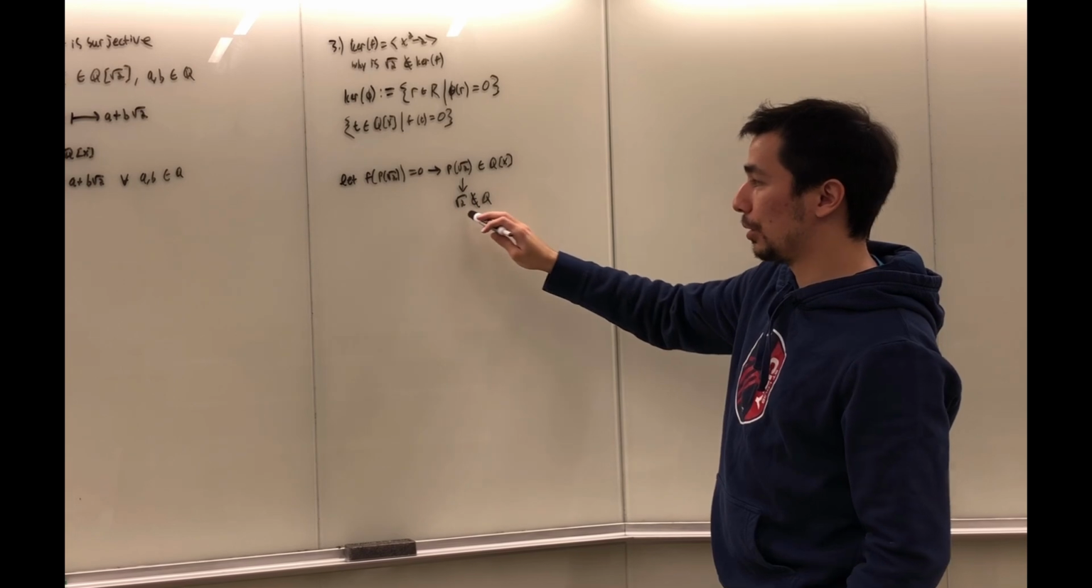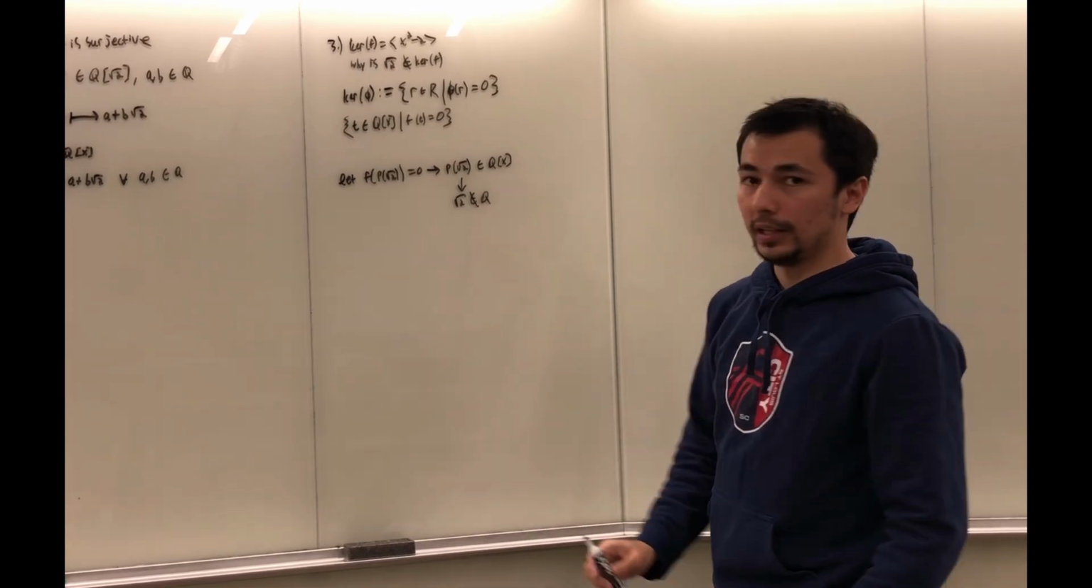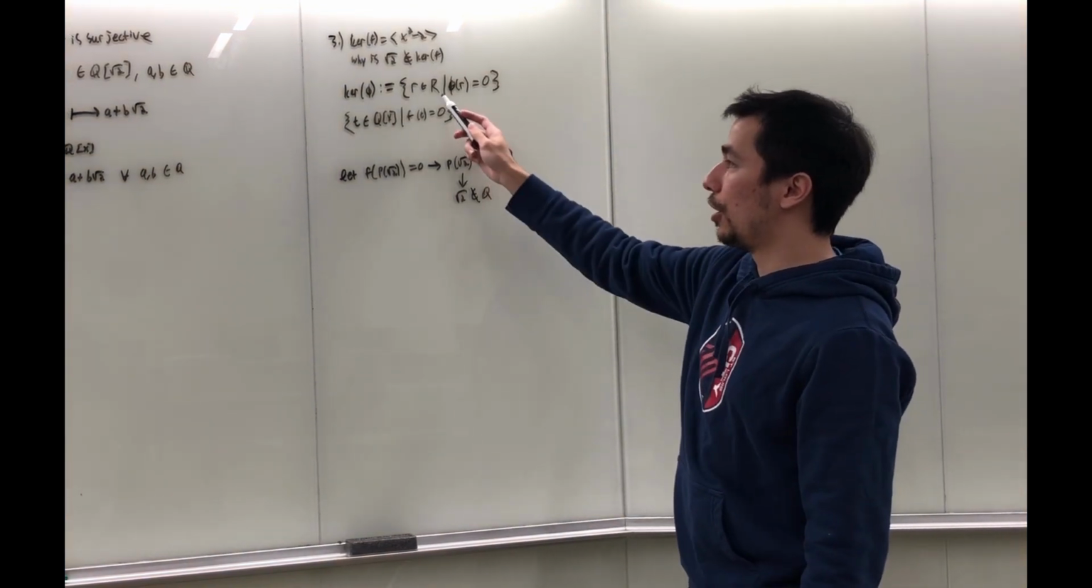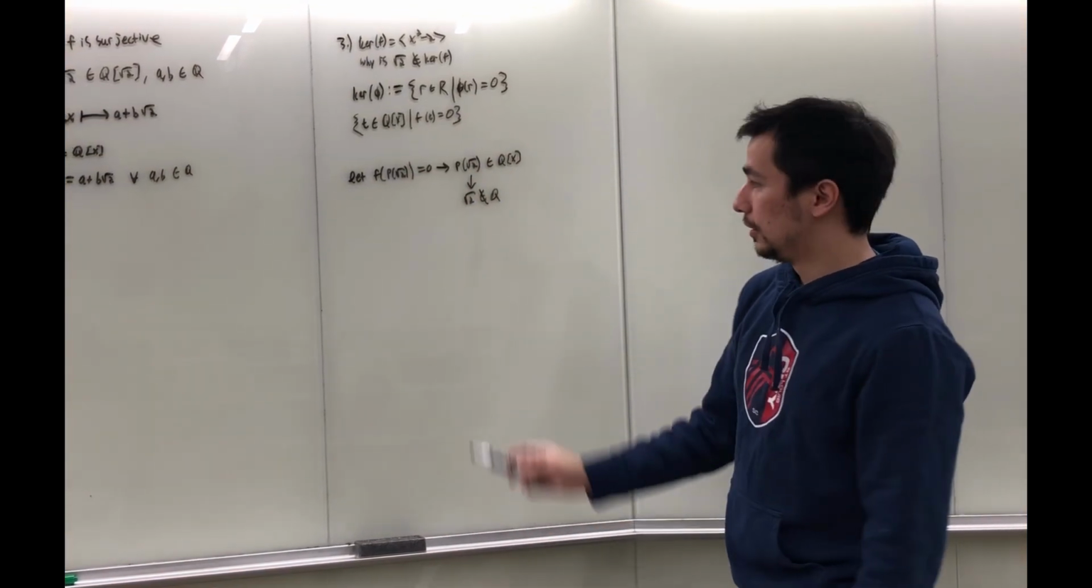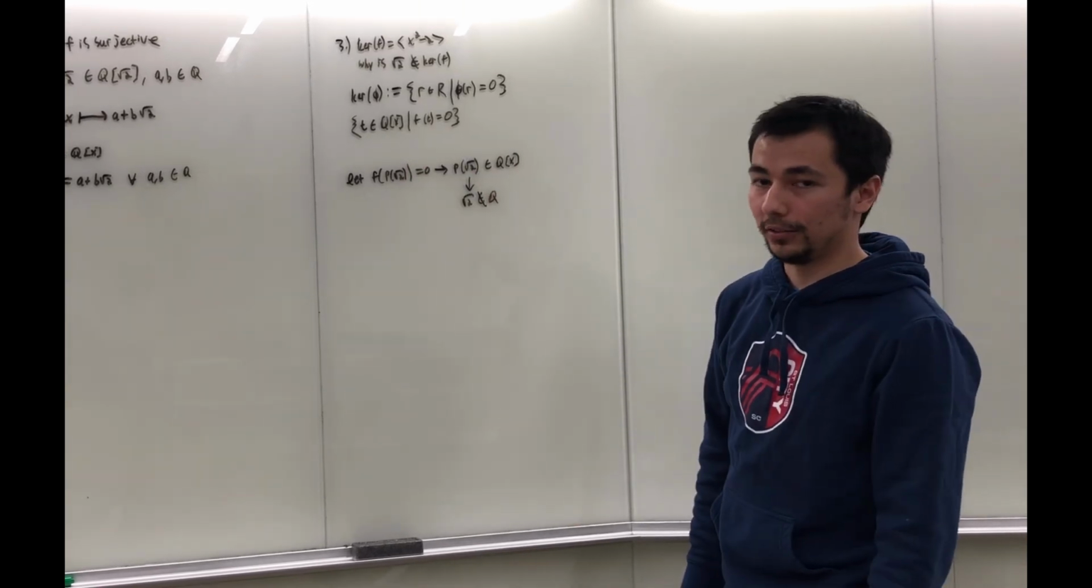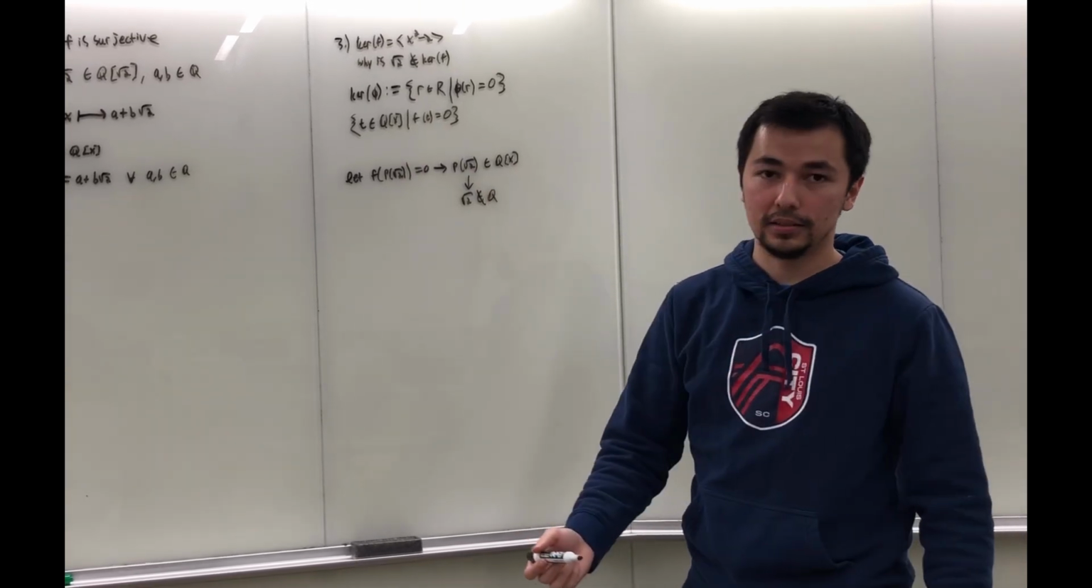So square root of 2 is not in the initial domain, and the kernel only draws elements from the initial domain. So imagine R is Q of x. Square root of 2 as T cannot be an element of that. Therefore, square root of 2 cannot be in the kernel.